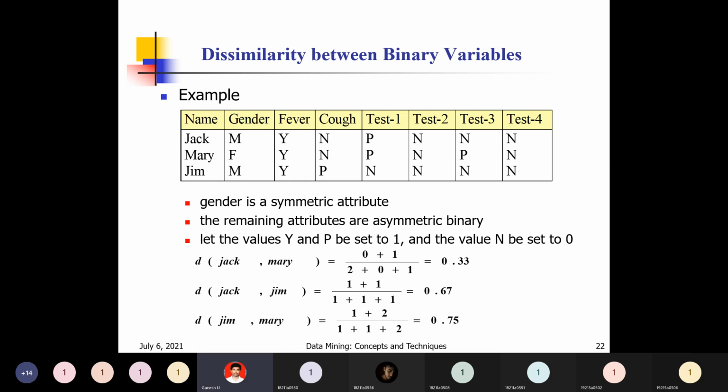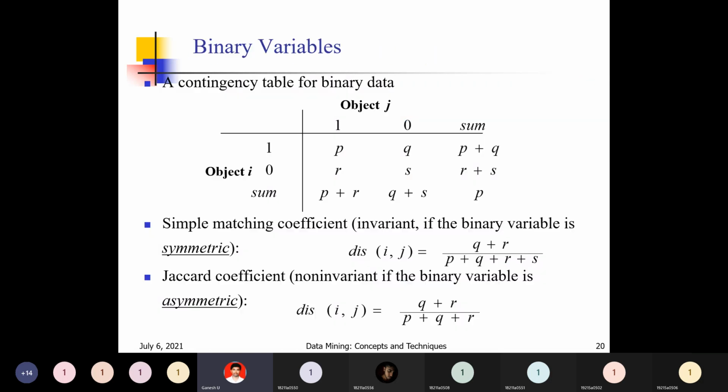Here Q plus R by P plus Q plus R. So then we can find Q plus R once you go through that. Okay, this slide is very important. The entire thing we have represented here: P means 1 1, Q means 1 0, R means 0 1.